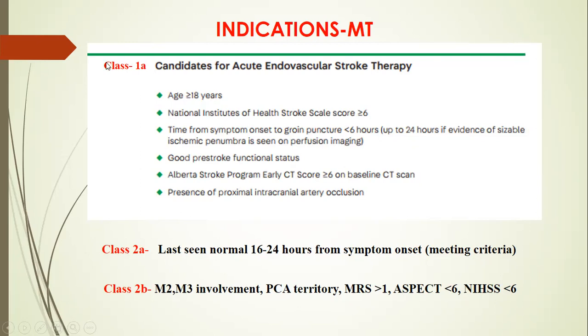These are all the ideal candidates for acute endovascular stroke therapy. Okay, these are the class 1A indications. Okay, these you should be remembering. In the exam they might ask the indications for mechanical thrombectomy, you should be remembering these 5 points.